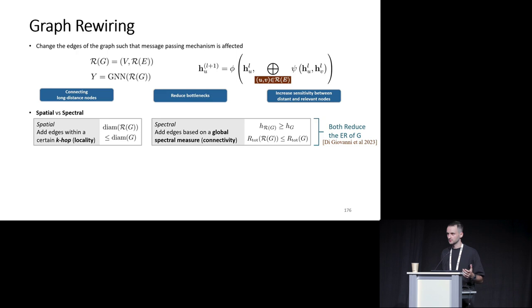And both of them actually reduce the effective resistance of the graph, and that's why the upper bound of the previous Jacobian is improved. But they do it in a different way, of course. Then it can be static versus dynamic.